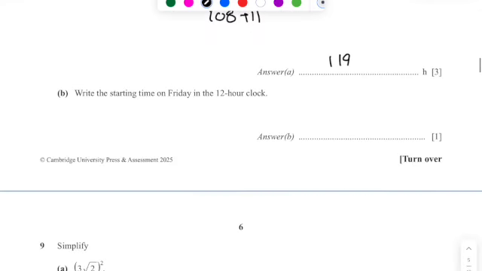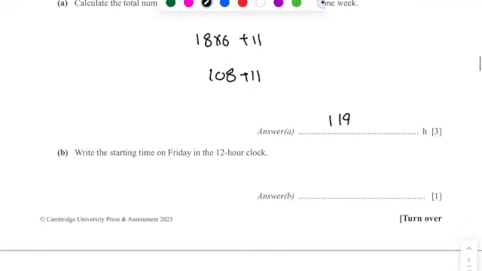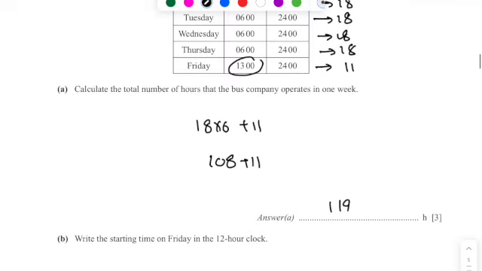Write down the starting time on Friday in 12 o'clock. So it's going to be 1 p.m. It is 1300 hours, which means 1 p.m. is going to be the answer.